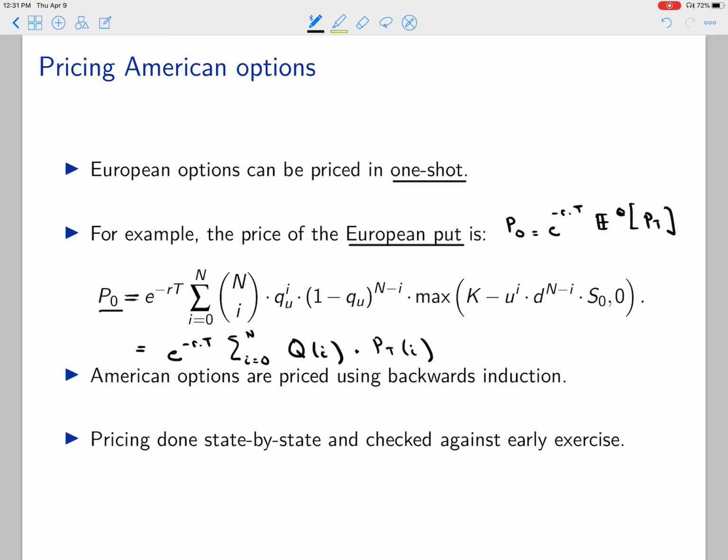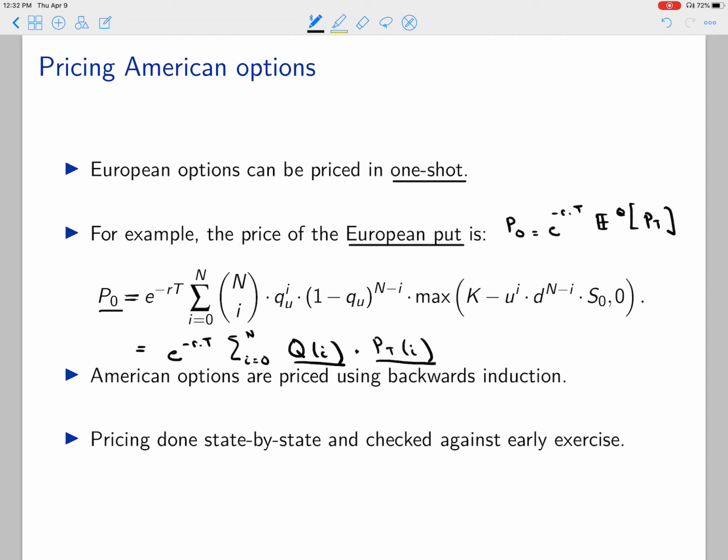Okay. Note that the European put price formula only depends on quantities that are known at time capital T. It depends on time capital T payoffs. It depends on time capital T maturity. And it depends on nothing prior to this date. Okay. This means that the model is being priced in one shot. We just basically simulate whatever happens at this final terminal state, and that's all we really need to know.